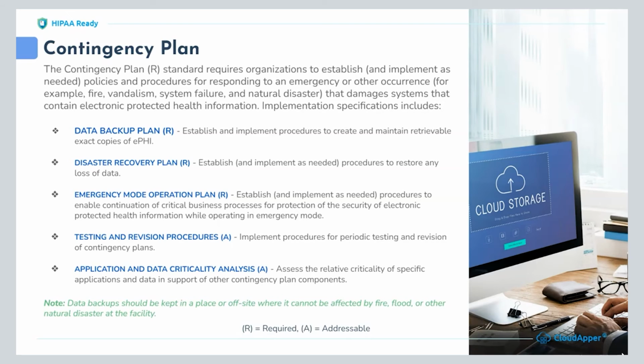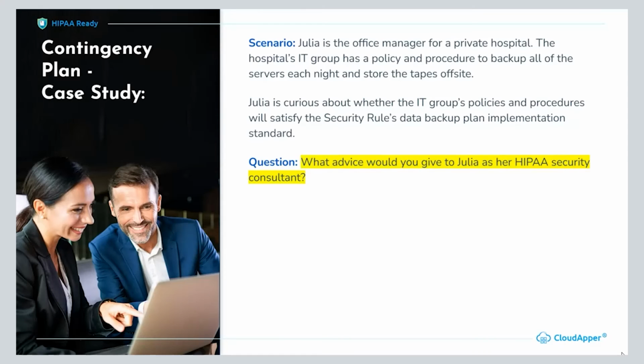It is to be noted that data backups should be kept in a place or off-site where it cannot be affected by fire, flood, or other natural disasters. Let's do a case study on contingency plans.